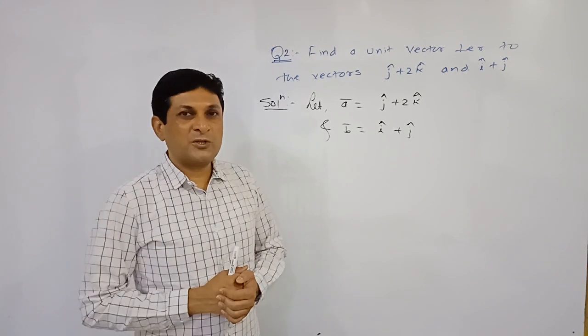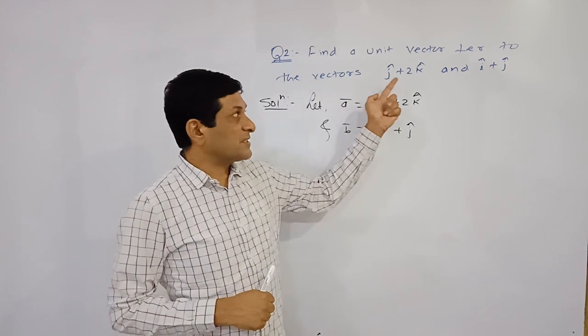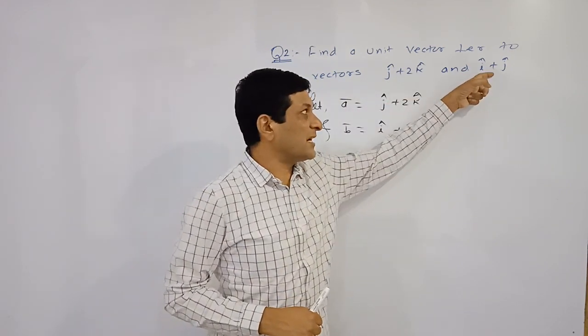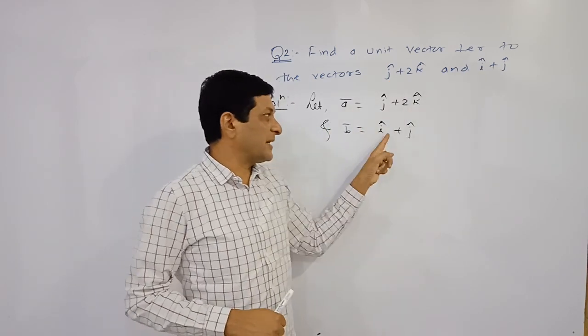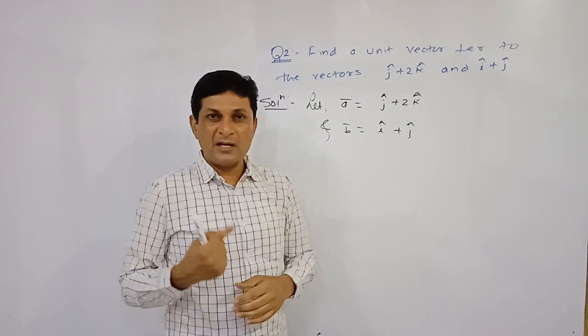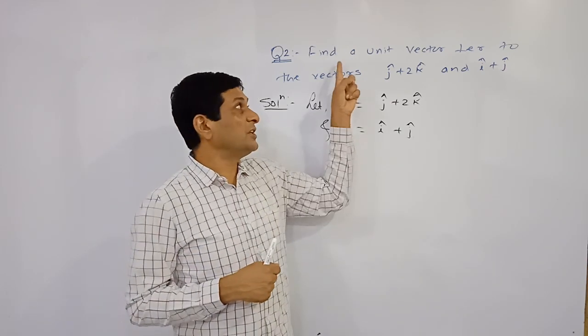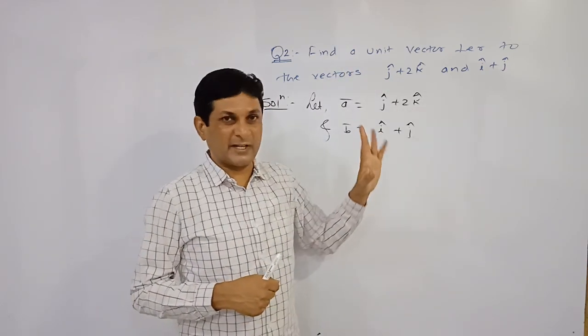See, in question number 2, two vectors are given to us. This is the first vector and this is the second vector. The first vector we have denoted here by A bar, and this second vector let us denote by B bar. Now the question is, find a unit vector perpendicular to these two vectors.